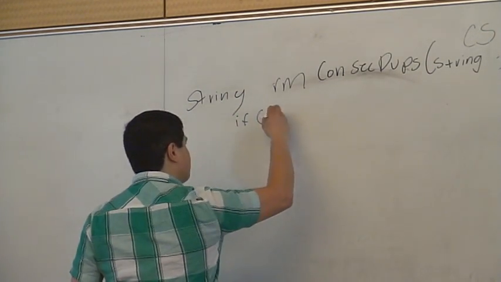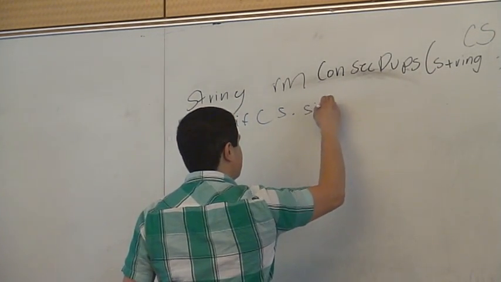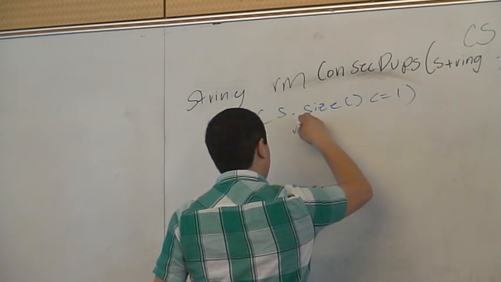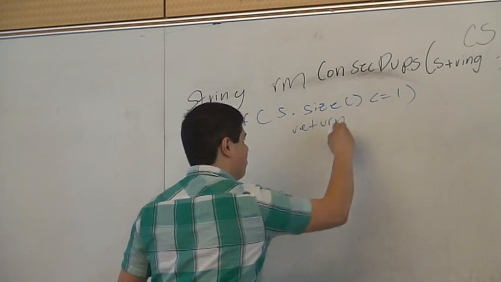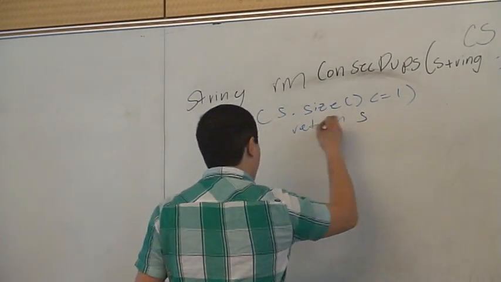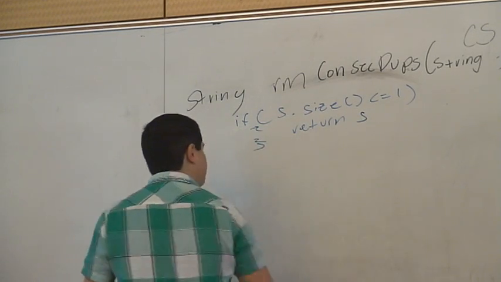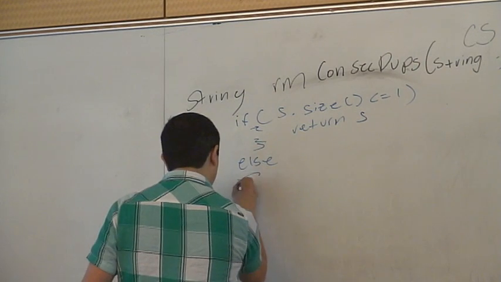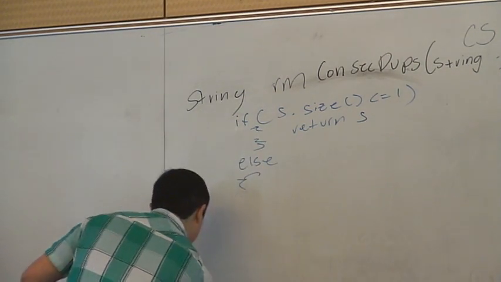So if s dot size is less than or equal to 1, what do we return? Return s. Otherwise, we do our real stuff. We do our recursive action.